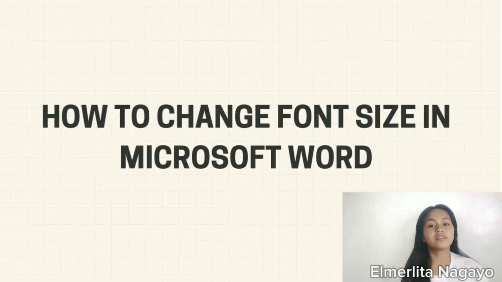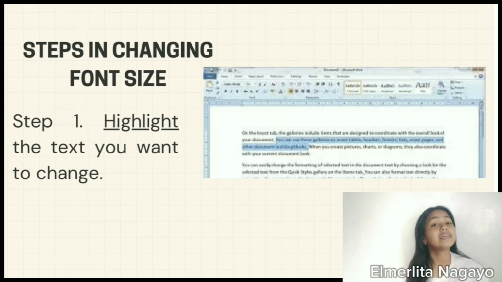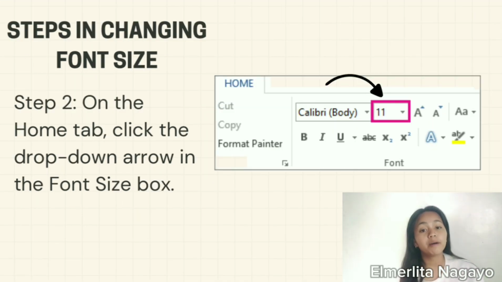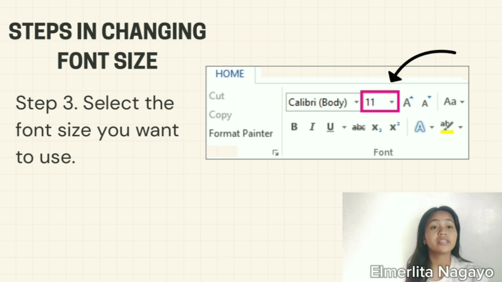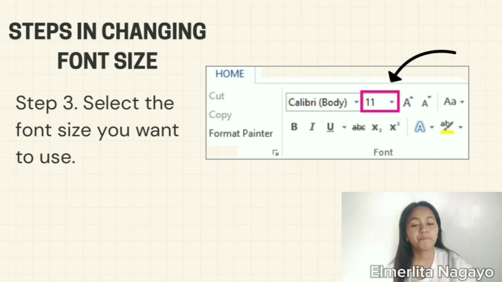Changing font size. Making text larger is another way to emphasize text. The first step is to select the text you wish to format. Then, click the Home tab on the ribbon and click the Font Size list arrow in the Font group. A list of font sizes appears. Then, the last step is to select a font size from the list.